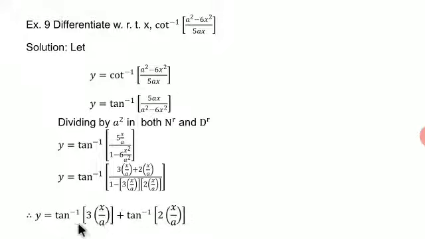So y is equal to tan inverse of 3x upon a plus tan inverse of 2x upon a, because here we use the formula: tan inverse of (x plus y) divided by (1 minus xy) is equal to tan inverse x plus tan inverse y. We use this formula here. Now we can easily differentiate this.